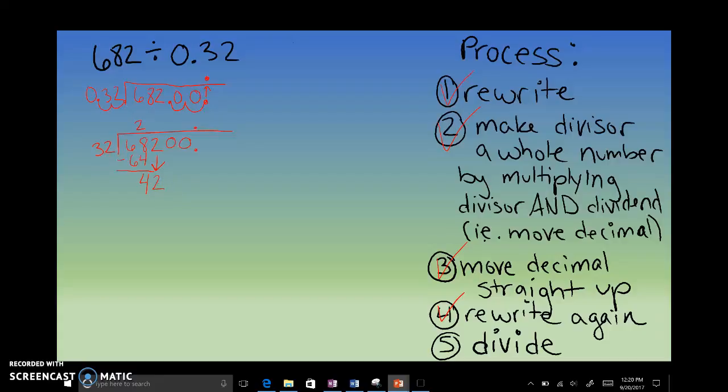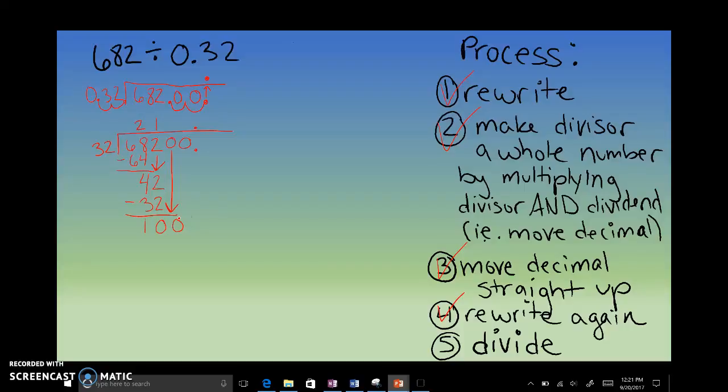We ask ourselves that question again. How many times does 32 go into 42 without going over? Our answer to that is 1. So we do 1 times 32 gives us 32. And then we're going to subtract that. 42 minus 32 gives us 10. So now we still have more digits in our dividend before we reach the decimal, even though they're zeros, but they're before the decimal, so we have to keep going. So we're going to bring down the next 0.